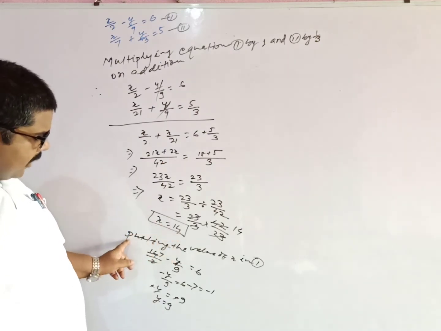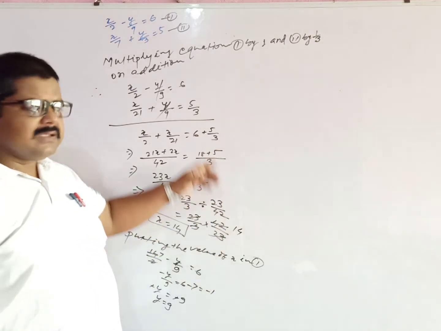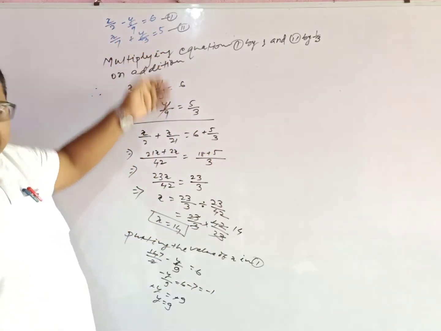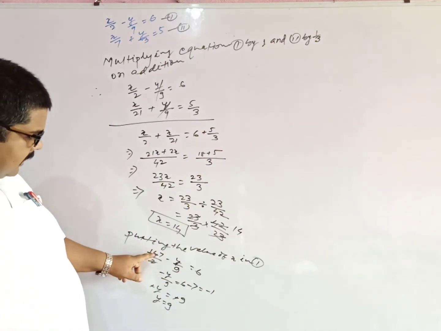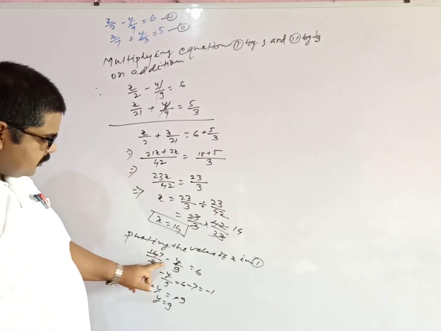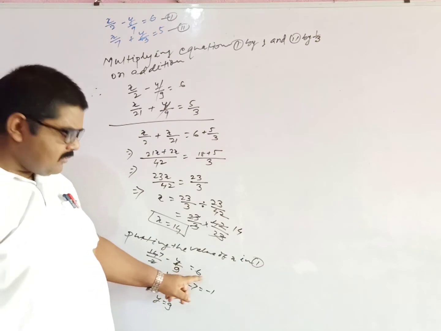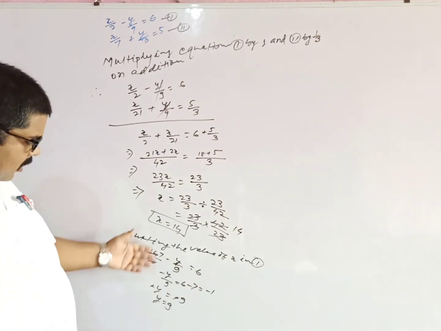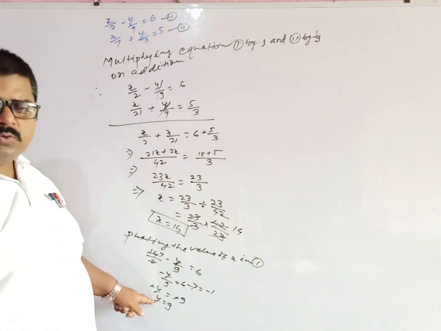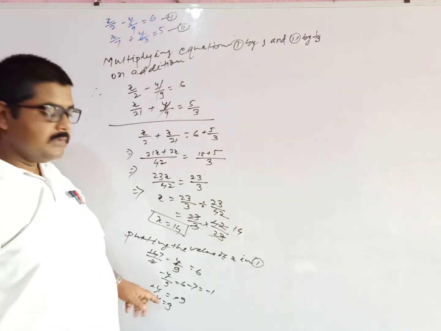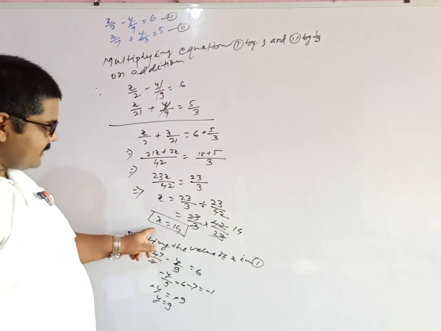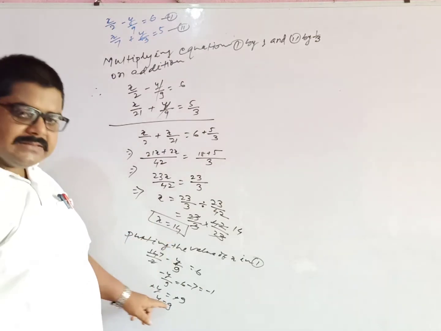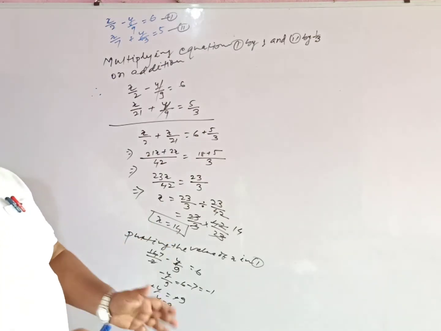Now put the value of x in either equation. I have selected the first equation. Putting it in, 14/2 - y/9 = 6, and on simplification we get y = 9. So in this question, x = 14 and y = 9 is the final answer.